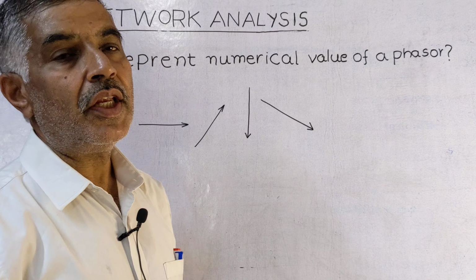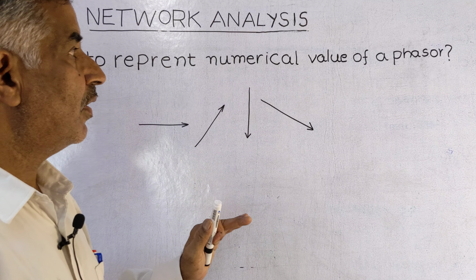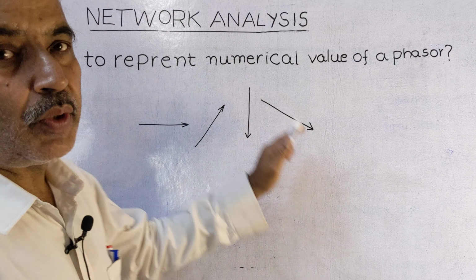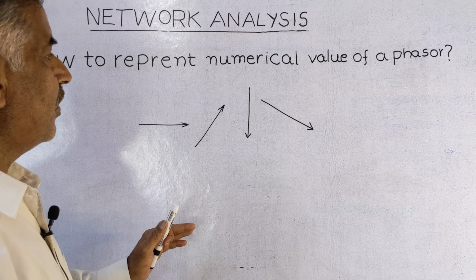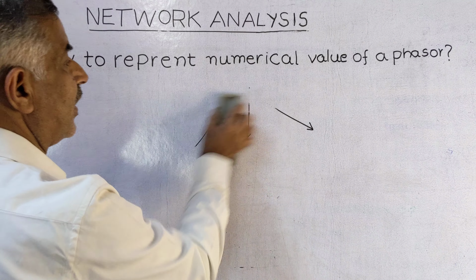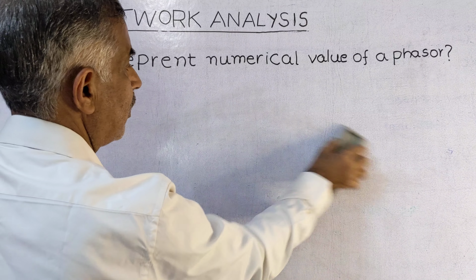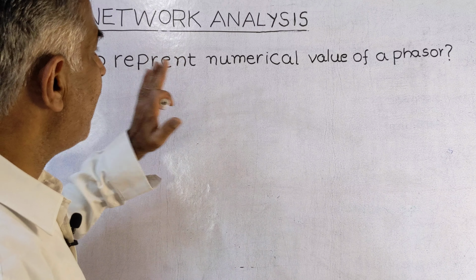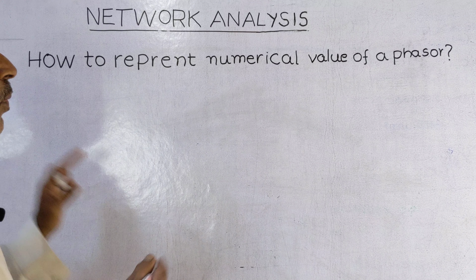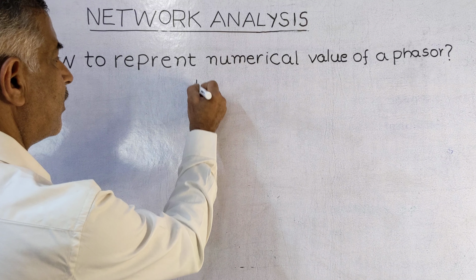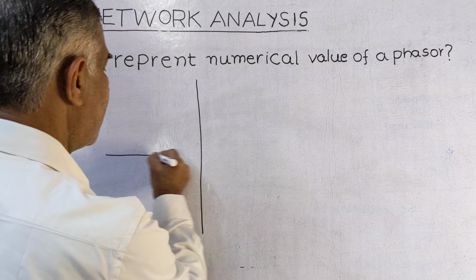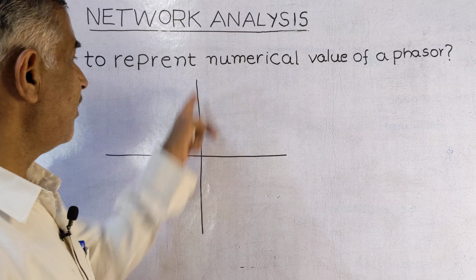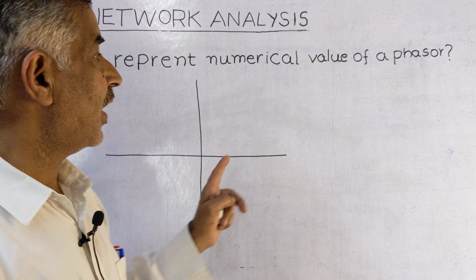So before going into the numerical value of phasors, we are going to draw phasors on a two-dimensional plane. Now I am going to divide the plane in two ways. Before representing the numerical value, first we have to divide the plane suitably. First, I will divide the plane by two mutually perpendicular axes: one is a horizontal axis, another is a mutually perpendicular axis.